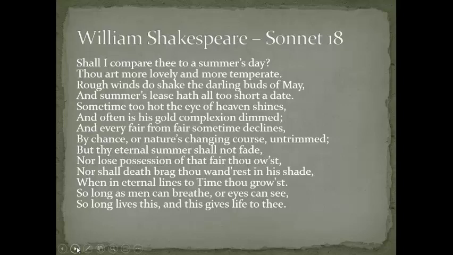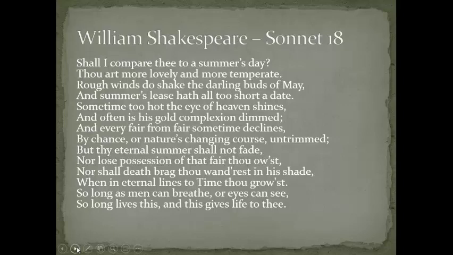Sonnet 18, as you'll see, has that rhyme scheme I was talking about. The word day at the end of line 1 rhymes with May at the end of line 3. Temperate rhymes with date, so 2 and 4. And then you have new rhymes: shines and declines, dimmed and untrimmed, fade and shade, owest and grow'st. And then see the exact rhymes of the final couplet where the turn happens.